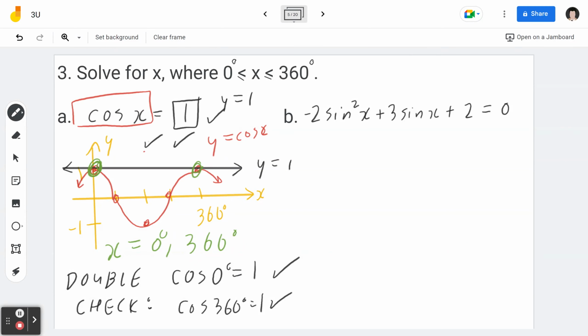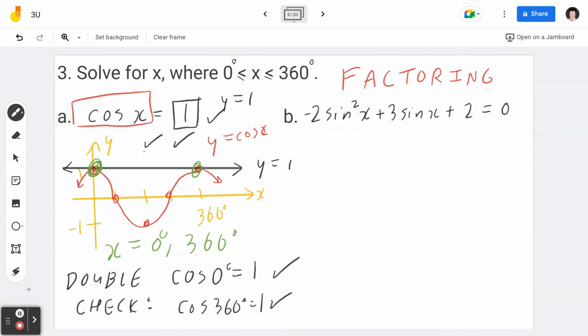Example 3b: negative 2 sine squared x plus 3 sine x plus 2 equals 0. I would like you to pause the video and try this. Here's the tip of the day: start with factoring. Put this in factor form. Once you have it in factor form, then solve the two cases, then double check. Again, when you press play again, I'll be here.